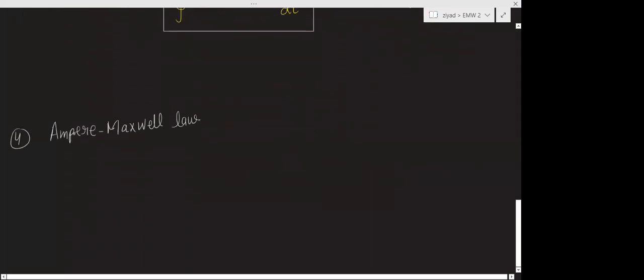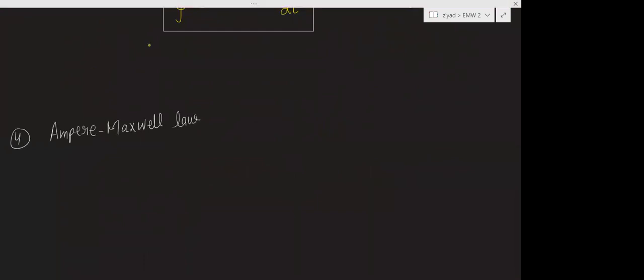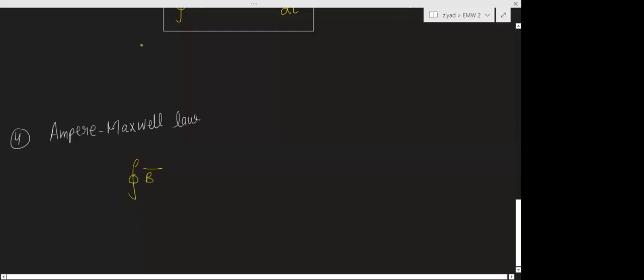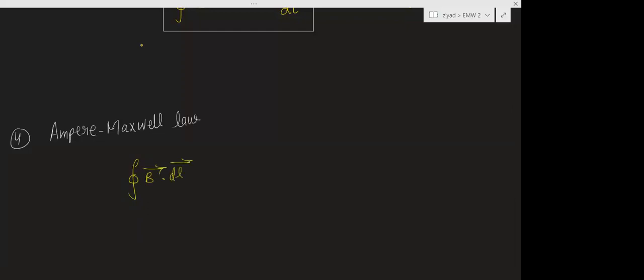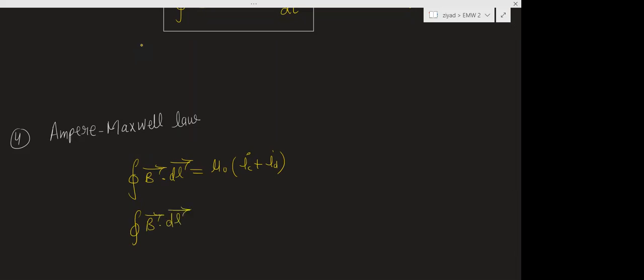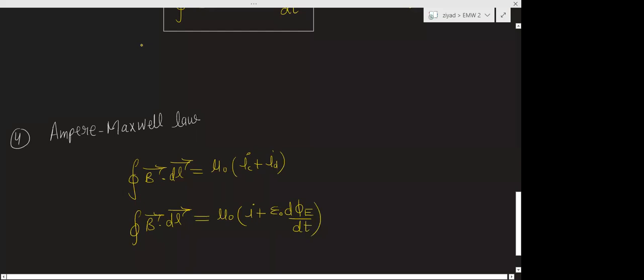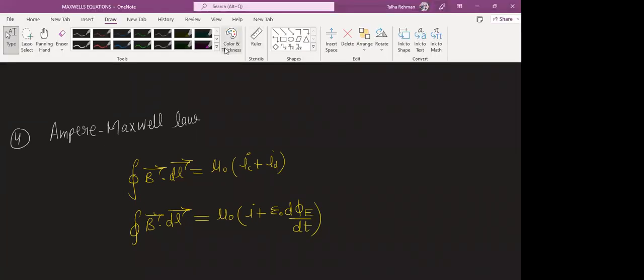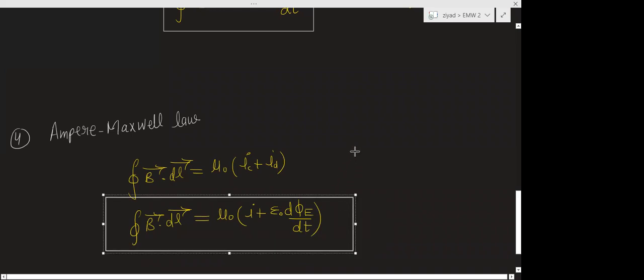Fourth, Ampere's Maxwell law, which I have just discussed. The line integral of the magnetic field along a closed path, that is B dot dl, is equal to mu naught times the conduction current plus displacement current. So it can be written as B dot dl equals mu naught times I, the conduction current, plus the displacement current, whose formula is epsilon naught d phi E by dt. This is the fourth equation of Maxwell.